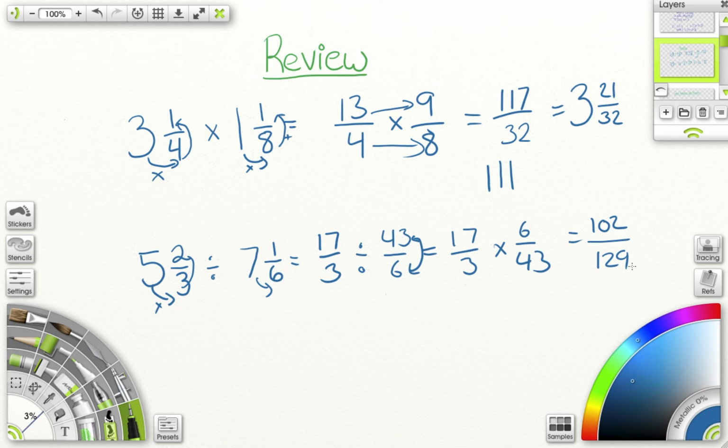Oh, I can divide both of these by 3. So 102 divided by 3. So remember, if you are trying to find fractions that can fit in, first of all, look if they're both even numbers. You'll know you'll be able to divide by 2.